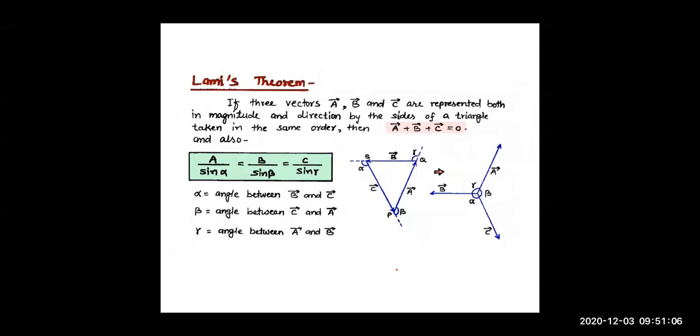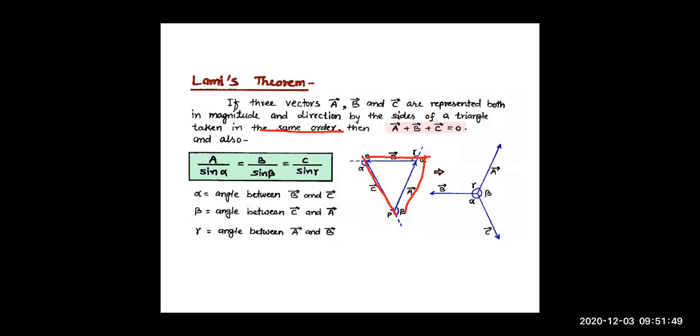The last topic for today is Lami's theorem. This says that if we have three vectors A, B and C, represented in the form of the sides of a triangle and taken in the same order. What does taken in the same order mean? You start from vector A, from tail to head, then you move towards B, again tail to head, then you move along the third side of the triangle, from the tail of C to the head of C. So we are moving in the same order.